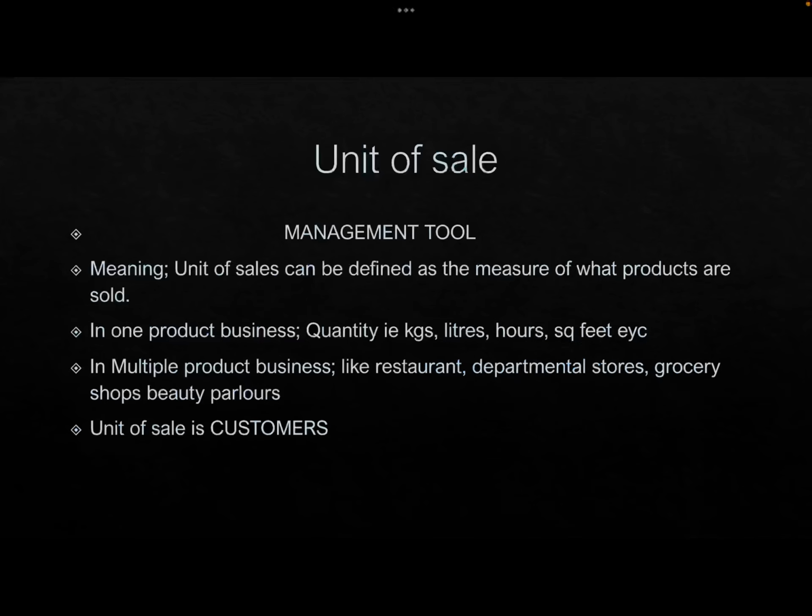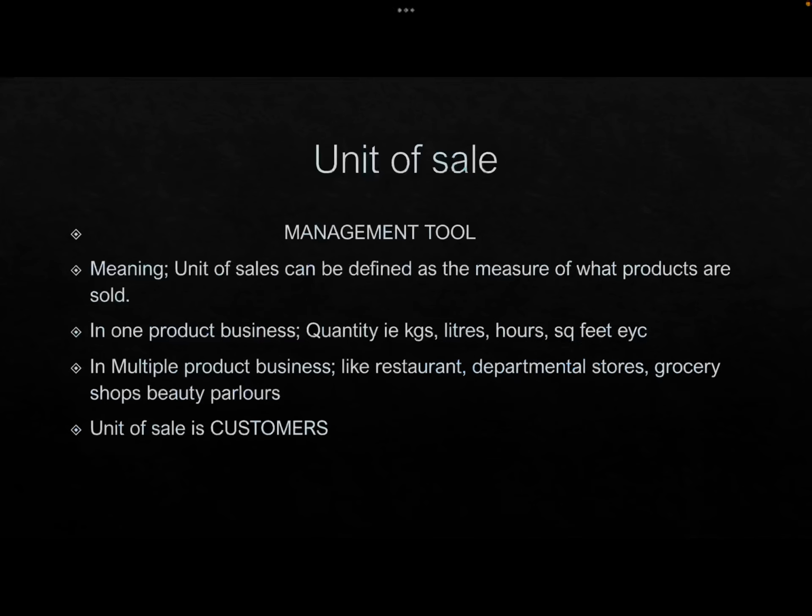For that, in case a business is dealing in multiple products, they have a very simple thing to measure, that is the customer. They measure their sales on the basis of customers. If yesterday 10 customers visited their store and today 20 customers have visited their store and have actually bought things, it's not only visited but they have purchased also, in that case we'll say that the sales have increased. How did you come to know sales have increased? Because the unit of sale has increased. Earlier it was 10, now it is 20. So in case of one product business, unit of sale is the quantity. In case of multiple product business, unit of sale is customer.